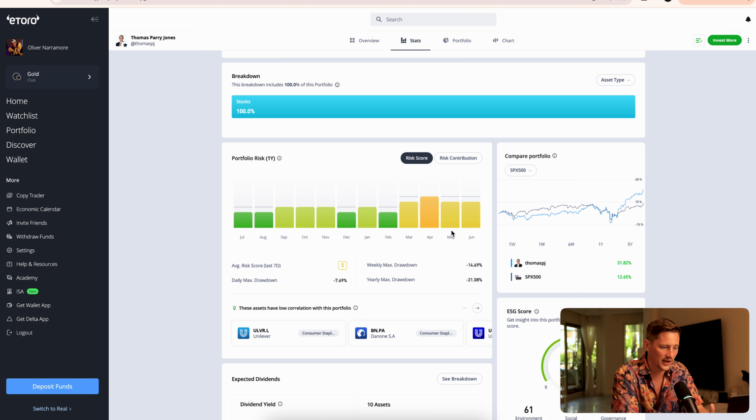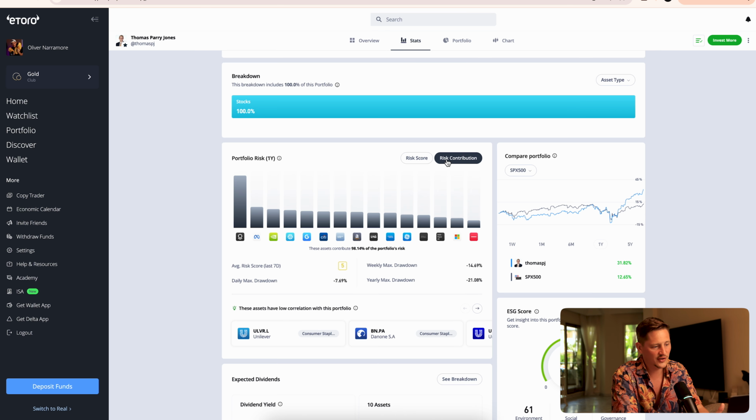And eToro stops that, which is fantastic. So you'll see he's had a max risk score recently of 6. He did go up to a maximum of 6 a couple of times, but before that, he's been averaging around 3, 4, which is fantastic. You can see here on the risk contribution, if you click on this, you'll see how much risk is allocated to each individual stock in his portfolio.